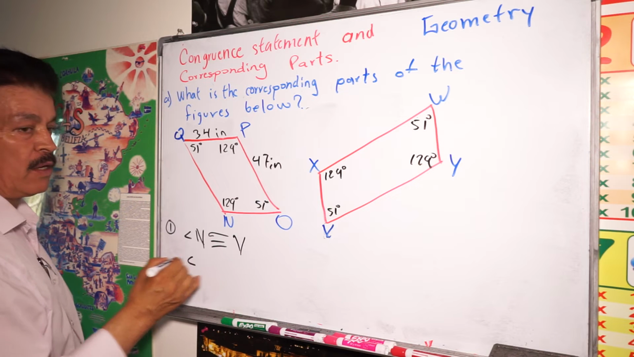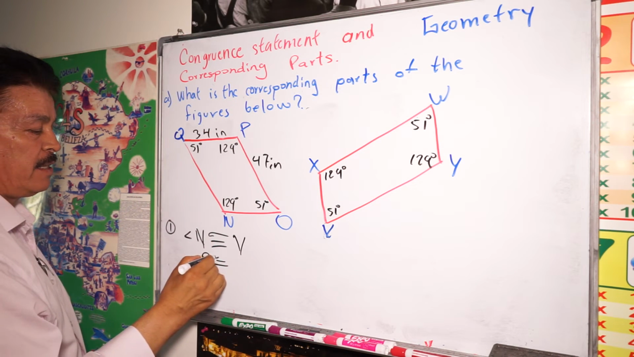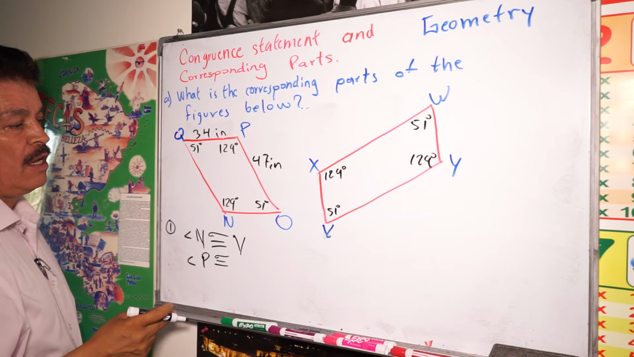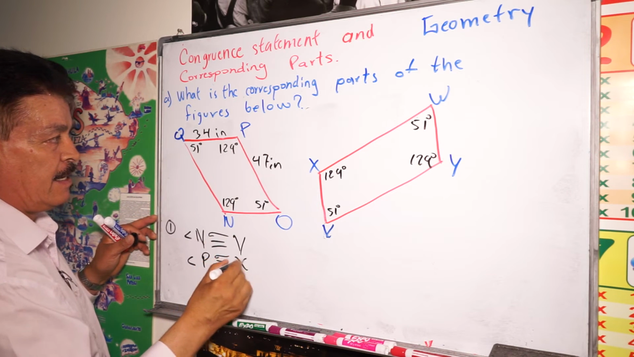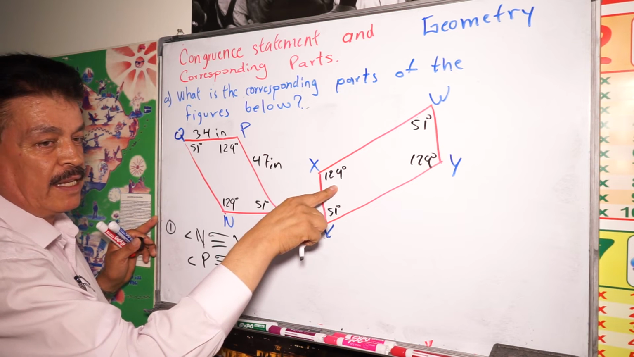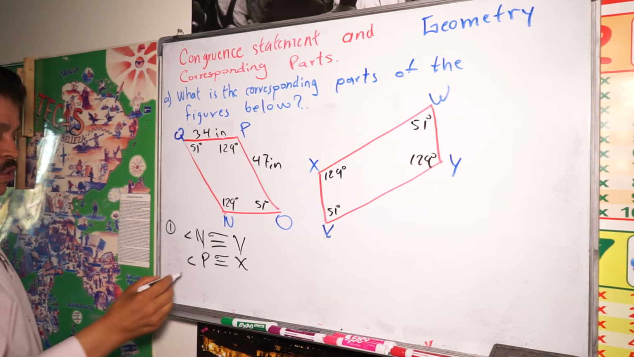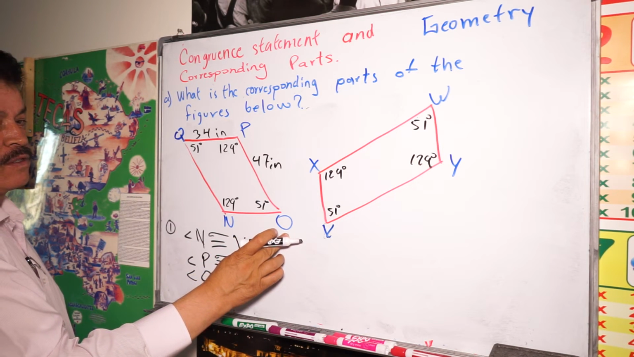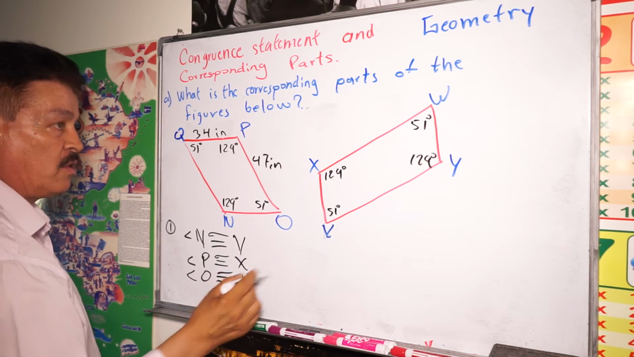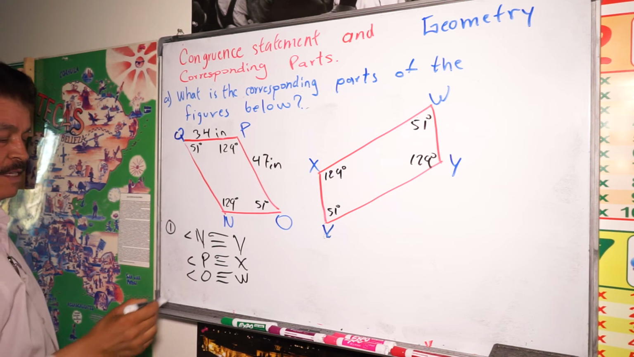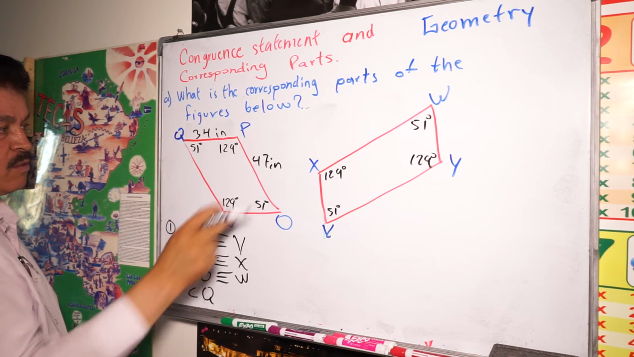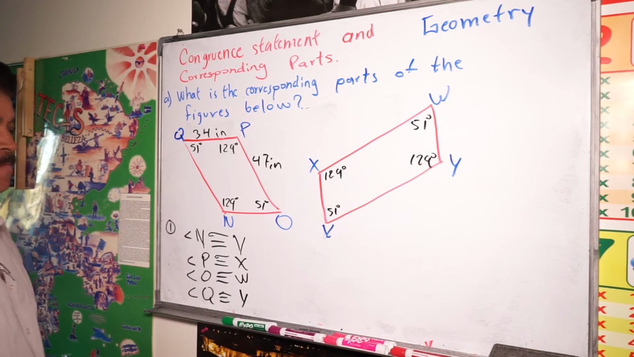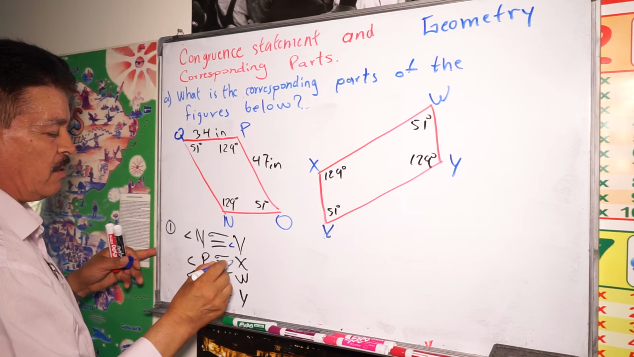Let's go to the other angle, P. P is 129, and it is congruent to angle X. It's 129 too, right here. Let's go to angle O. Angle O is congruent to W. This O is that one. Just move it like this. So the last one, angle Q, is congruent to angle Y right here. See? We're talking about the angles.